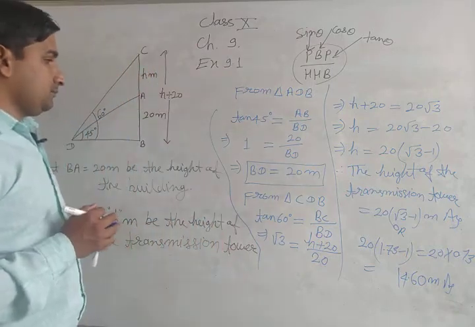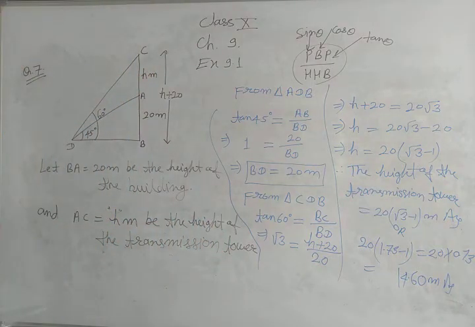Clear? Therefore the height of the transmission tower equals 14.60. Clear? Okay.